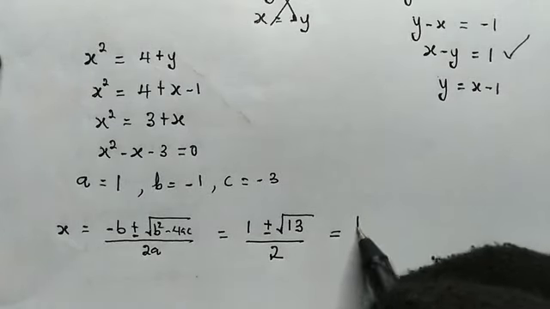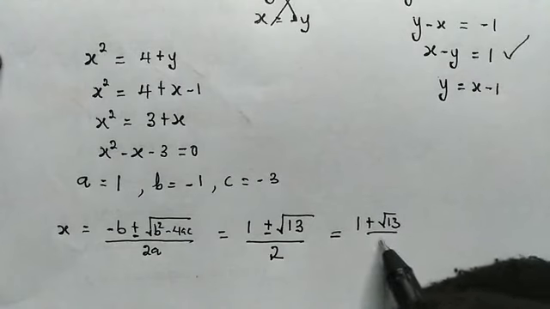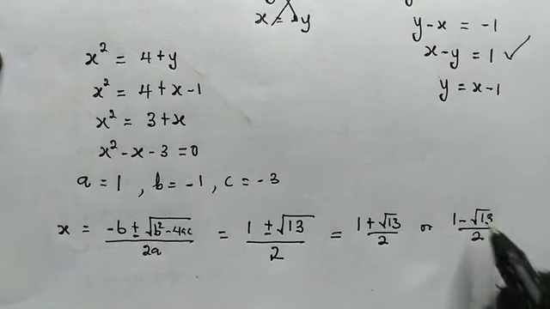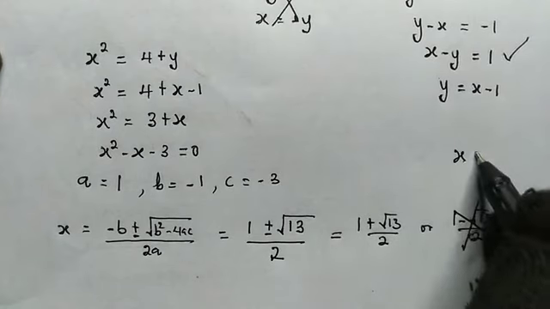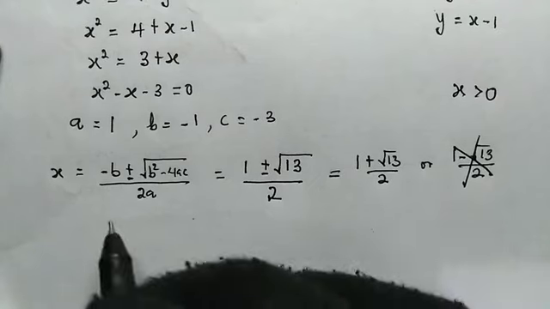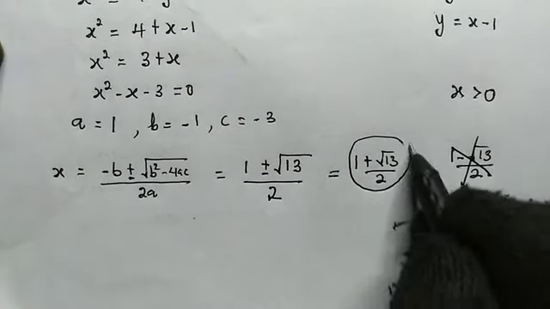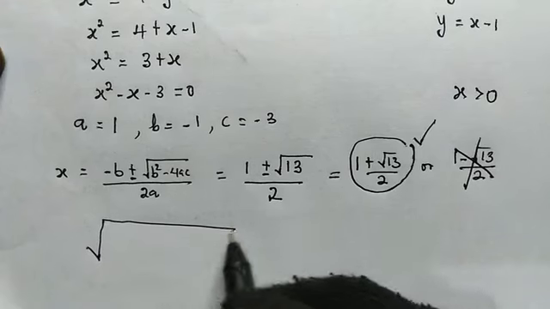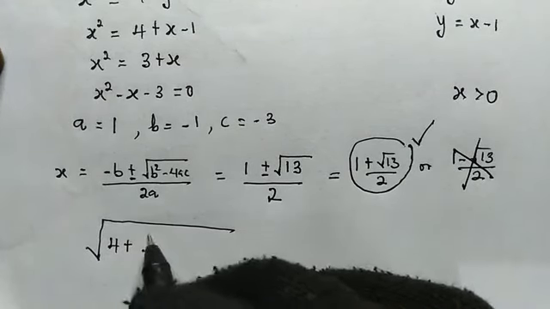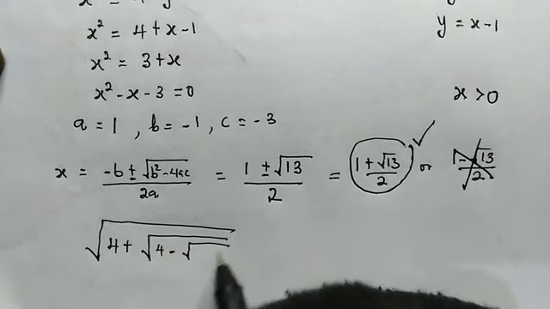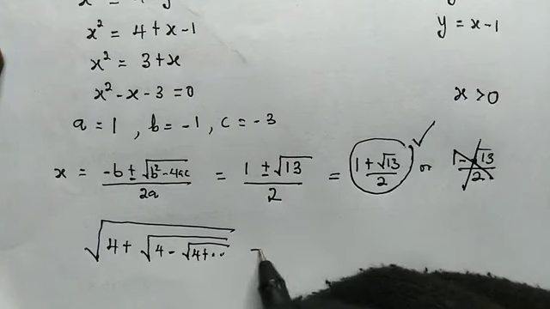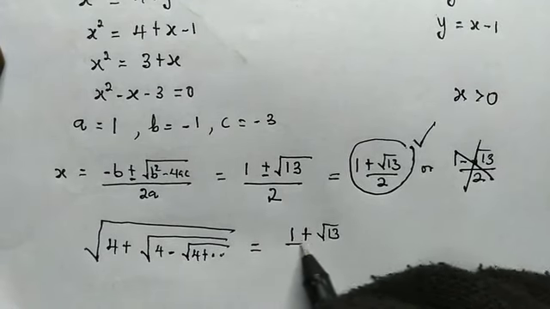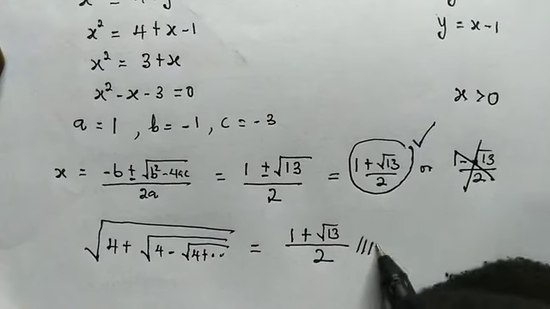So from here, we can see that x equals 1 plus root of 13 divided by 2, or 1 minus root of 13 divided by 2, but this value here is negative. Remember that x must be greater than 0, and therefore here we come up with the solution that x equals 1 plus root 13 divided by 2. And therefore we can say that this infinite nested radical, square root of 4 plus square root of 4 minus square root of 4 plus and so on, equals 1 plus root of 13 divided by 2. And this is the right answer.